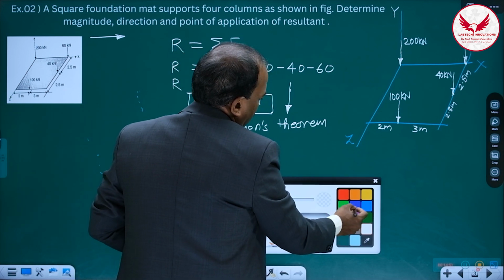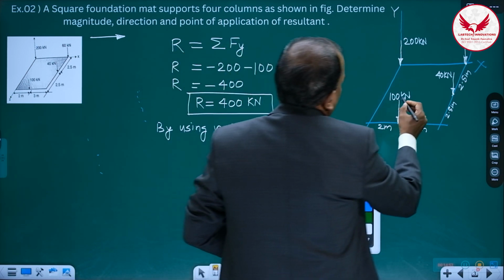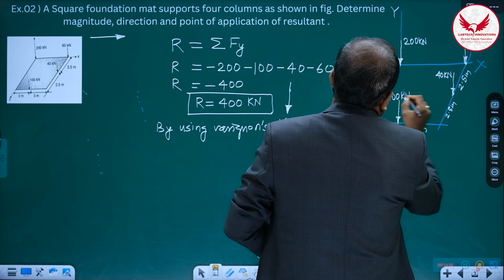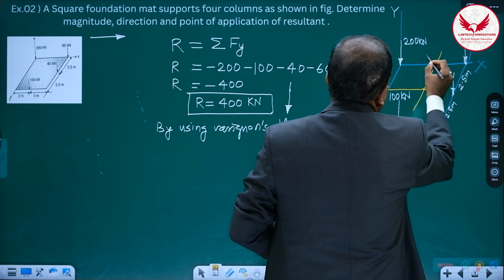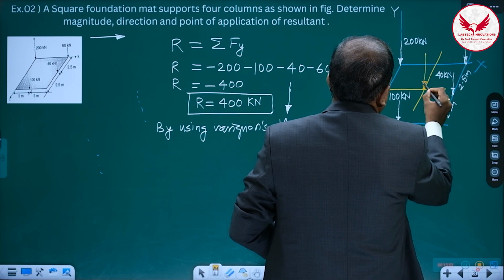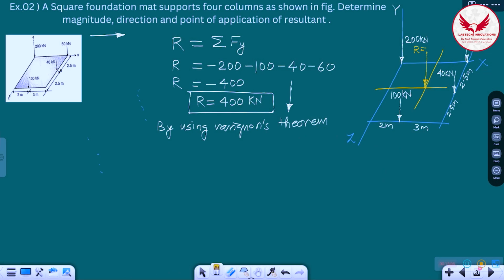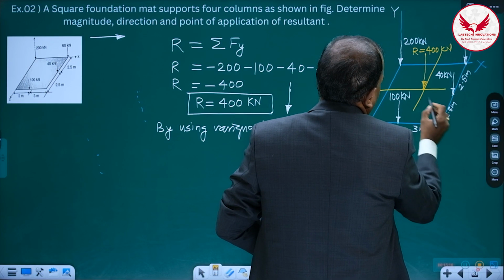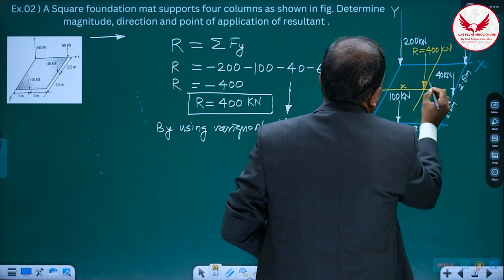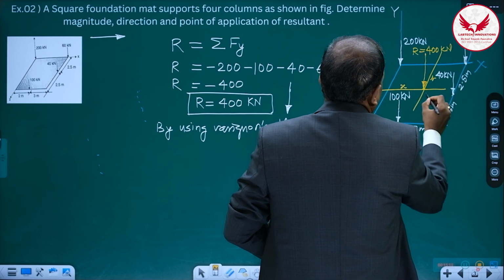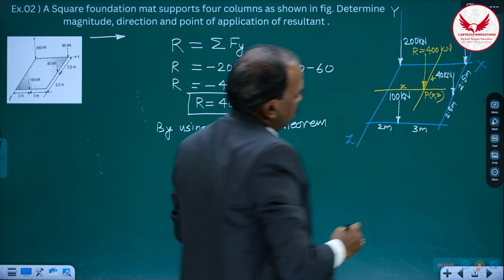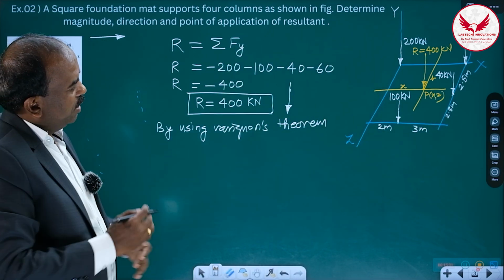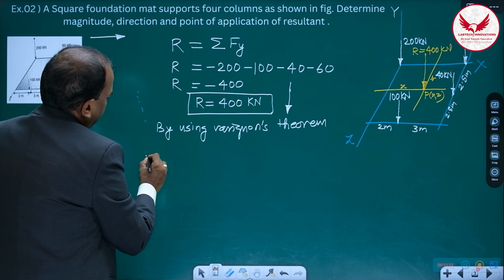So we need to consider that somewhere the resultant is acting like this. So this is the resultant R, 400 kilonewton vertically downward. In the direction of x-axis, it is x coordinate, it is z coordinate, and for P we have to get this xz coordinate. Finish. Then by using Varignon's theorem, first we'll use about z-axis.